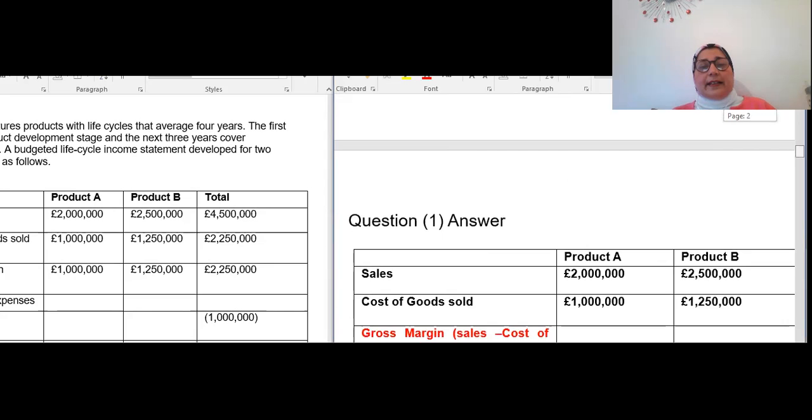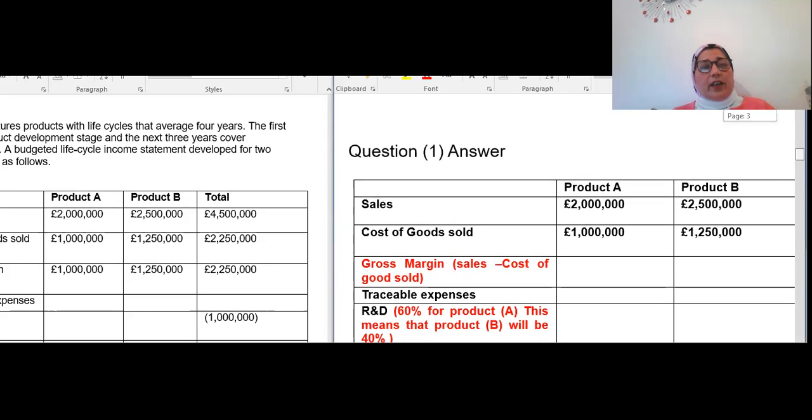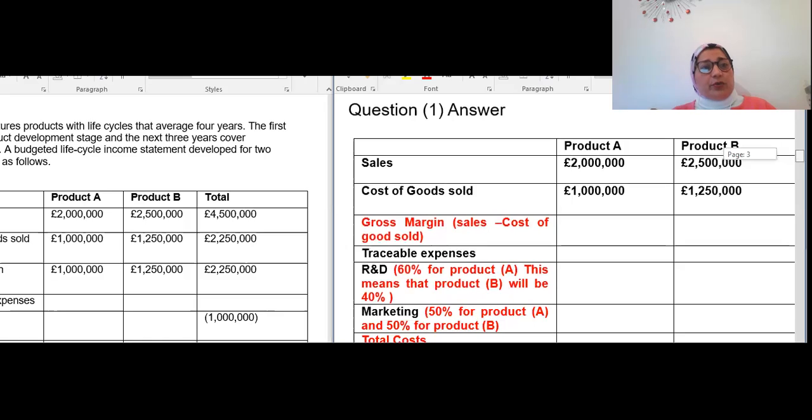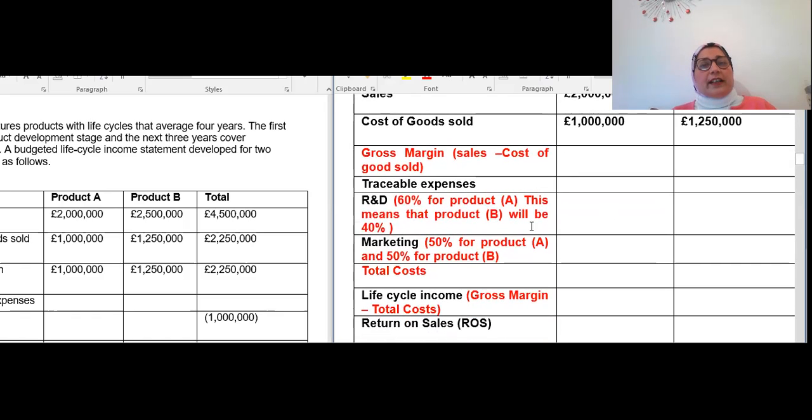So sales, I will put here, sales take away the cost of goods sold, because of course we are dealing with the basics here. Sales take away the cost of goods sold will give us gross margin. So gross margin is the difference between sales and the cost of goods sold. And then when it comes to traceable fixed costs or traceable expenses, there are some instructions in the question to say that 60% of research and development is for product A. That means that the other 40% will be for product B.